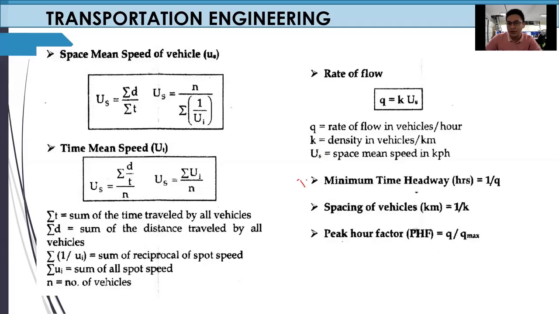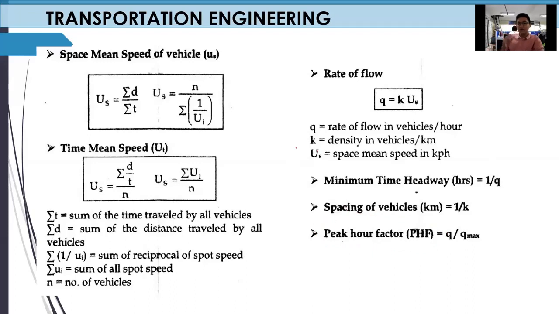So, how about if hinahanap si minimum time headway? So, ang gawin mo lang is reciprocal ni rate of flow. So, balik pa rin tayo class, 1 divided by Q. So, how about if spacing of vehicles? So that would be 1 divided by K. And then peak hour factor natin would be Q divided by Q max.